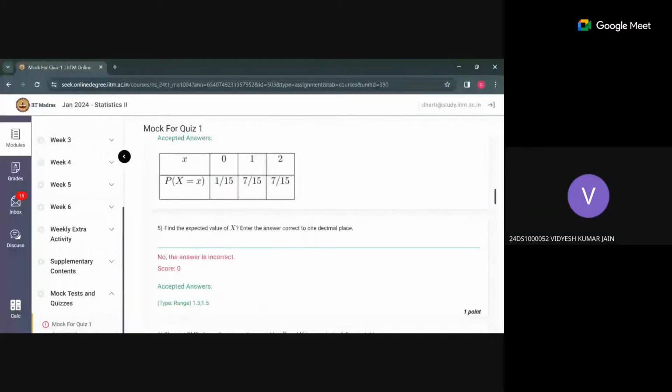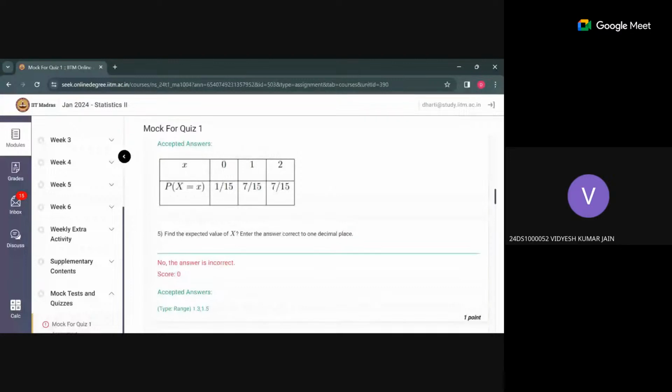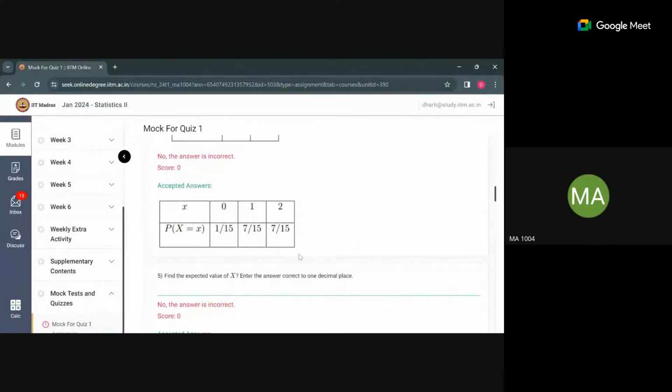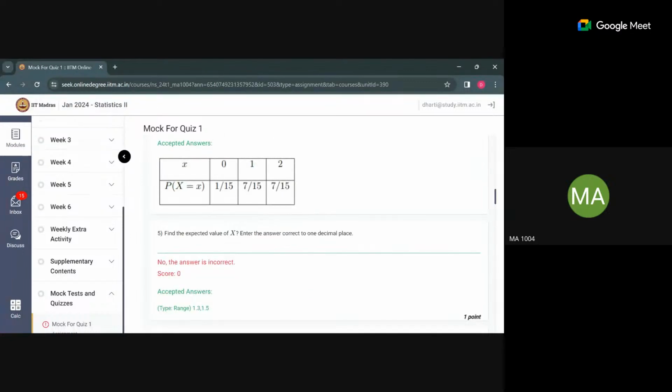So, what will the answer be? We have calculated everything. This one is calculated: 1 by 15, 7 by 15, 7 by 15. Okay, that is the answer. Now the next question: find the expected value of x. Once you know the possible values for x, and you know the PMF of each value, can you calculate the expectation of x in that case?